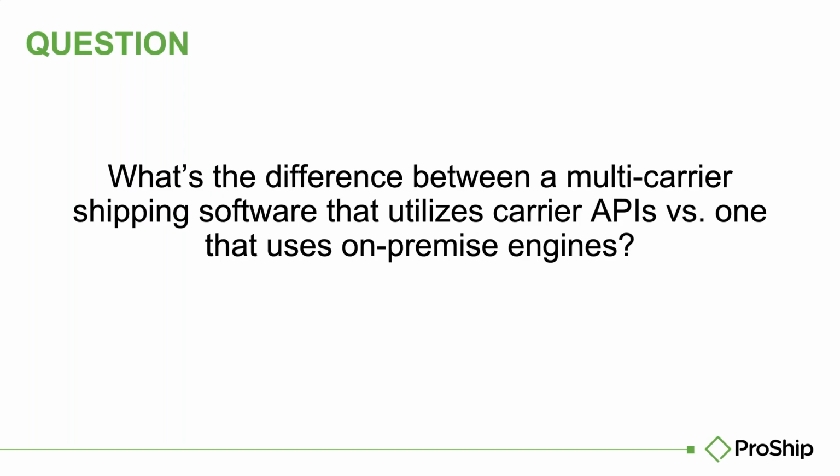All right, next question. What is the difference between a multi-carrier shipping software that utilizes carrier APIs versus one that uses on-premise engines? And amazingly, we did not pay somebody to put this question in here. Justin, why don't I start with this question? I'll talk about it a little bit more high level, and then you might be able to dive a little bit deeper into the technical weeds. Does that sound okay?